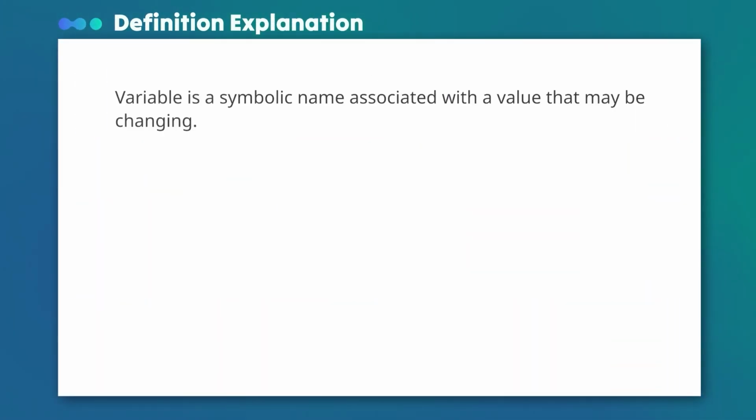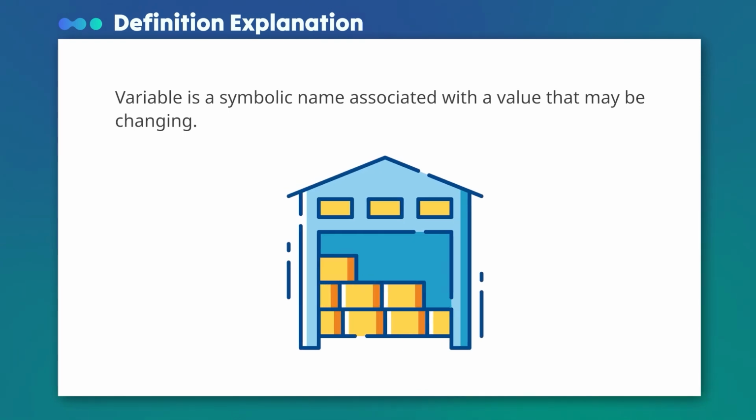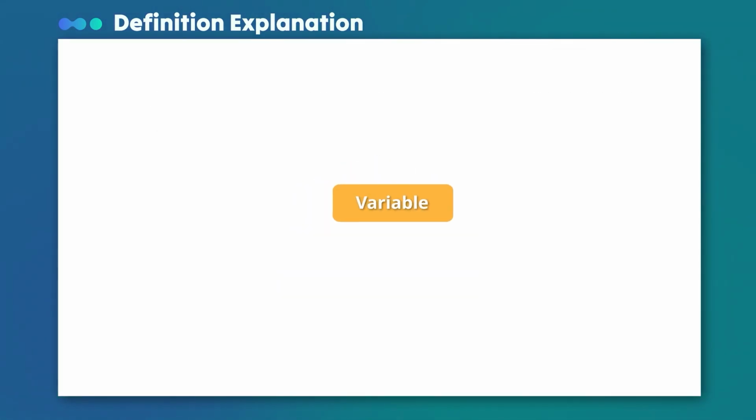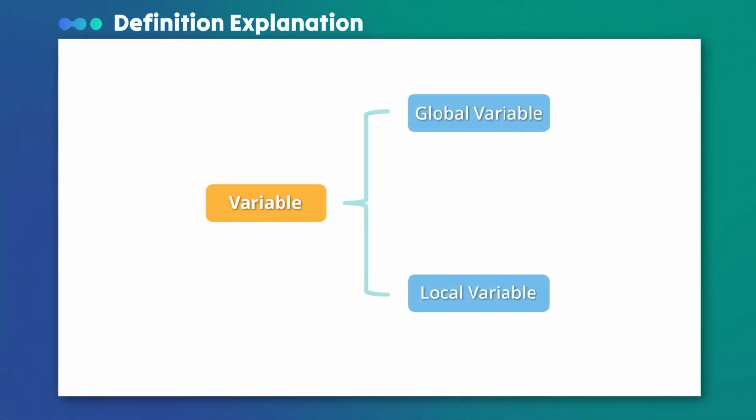Variable is a symbolic name associated with a value that may be changing, like someone's weight or age. It is like a warehouse where specific data can be stored. To classify the information with different scope, variables can be divided into global variables and local variables.